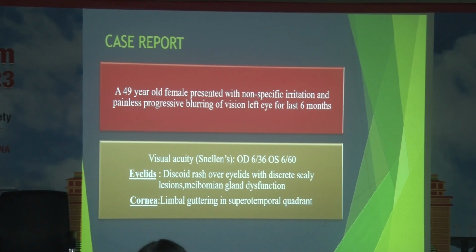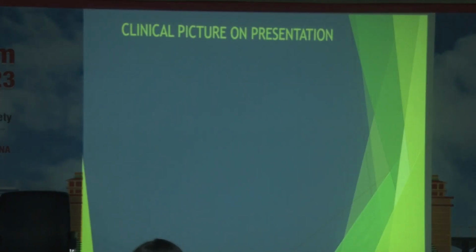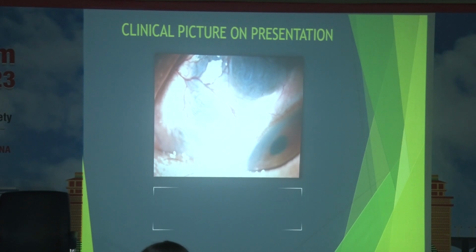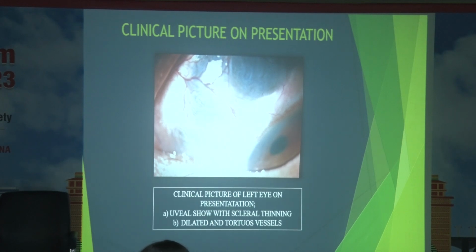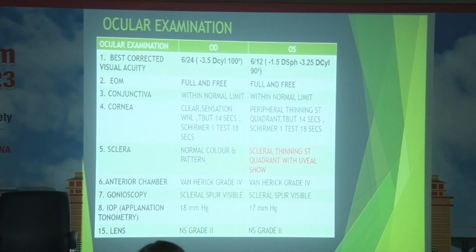Now coming to ocular examination, we observed the visual acuity. On the eyelids, there was a discoid scaly rash over the lower eyelids with discrete scaly lesions and meibomian gland dysfunction. Cornea showed a peripheral thinning in the supertemporal quadrant of the left eye. This shows the clinical presentation. There was a grayish discoloration over the supertemporal quadrant with areas of scleral plaques and dilated and tortuous vessels. However, there were no signs of vascular congestion. We proceeded with the rest of the ocular examination and it was found to be normal.